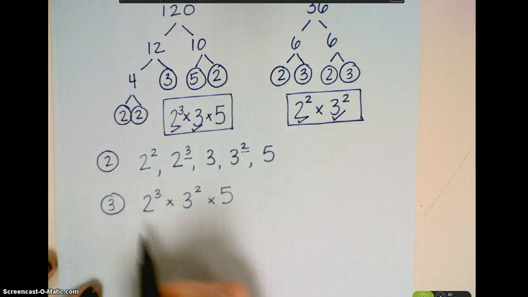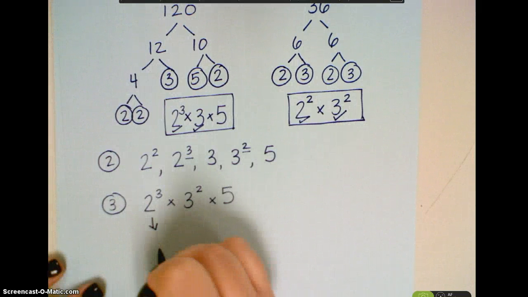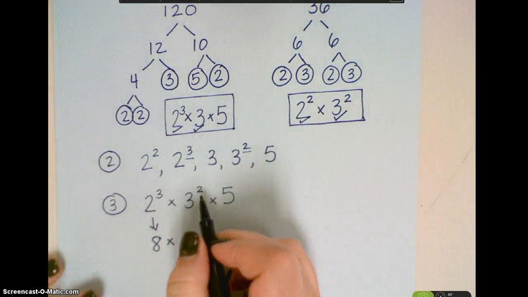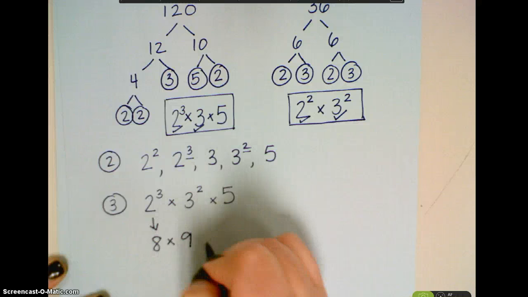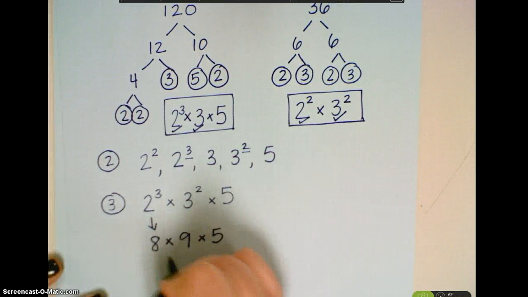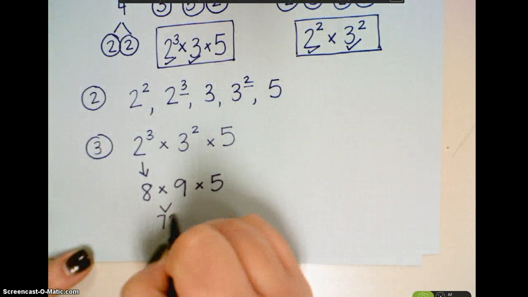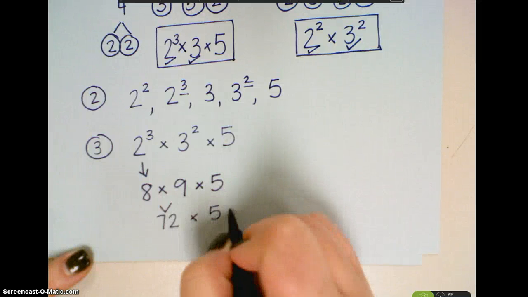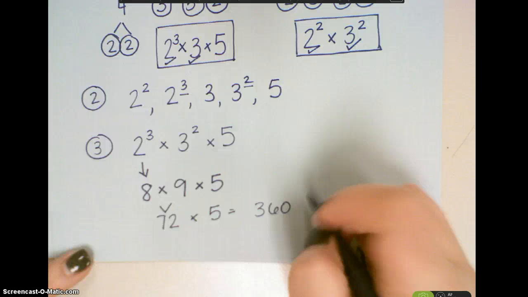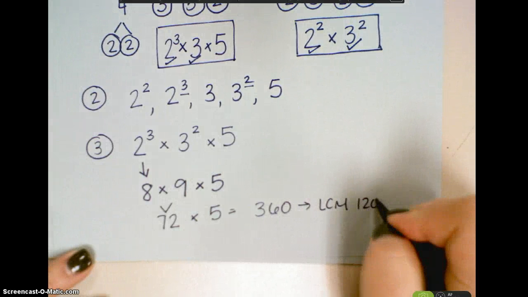To multiply those out, I'm going to do 2 to the third power, which is 2 times 2 times 2, which is 8, times 3 to the second power, which is 9, and then times 5. If I keep going with this, I would get 8 times 9 is 72. 72 times 5 is going to be 360. So 360 is going to be the least common multiple for 120 and 36.